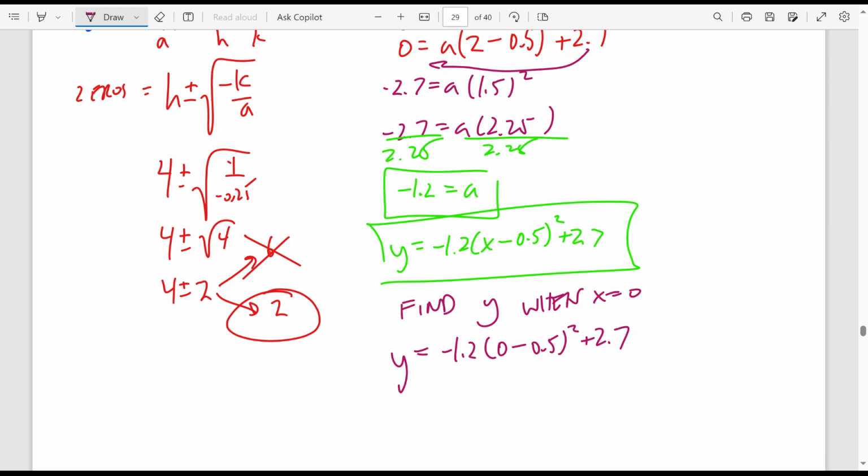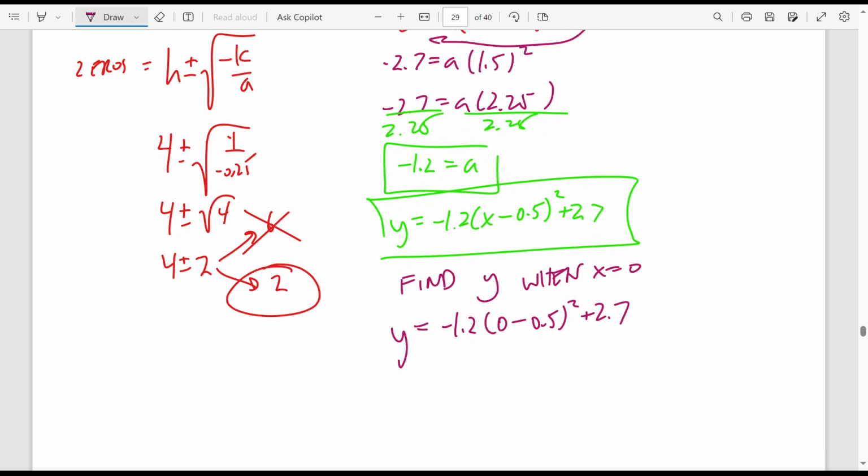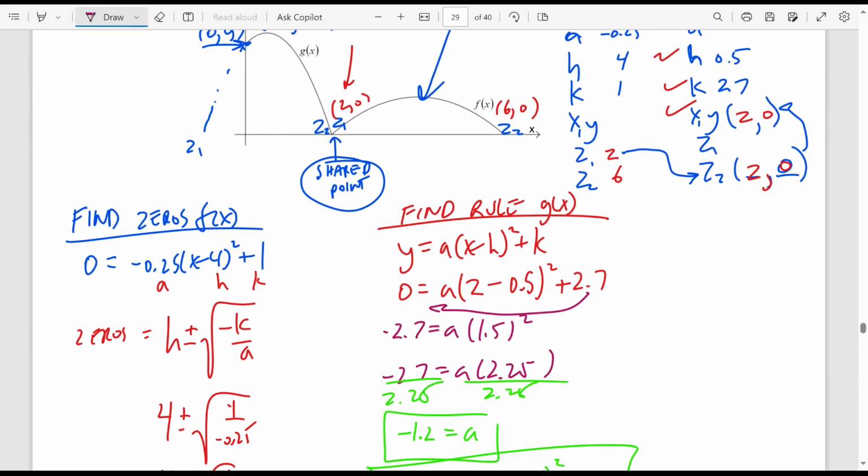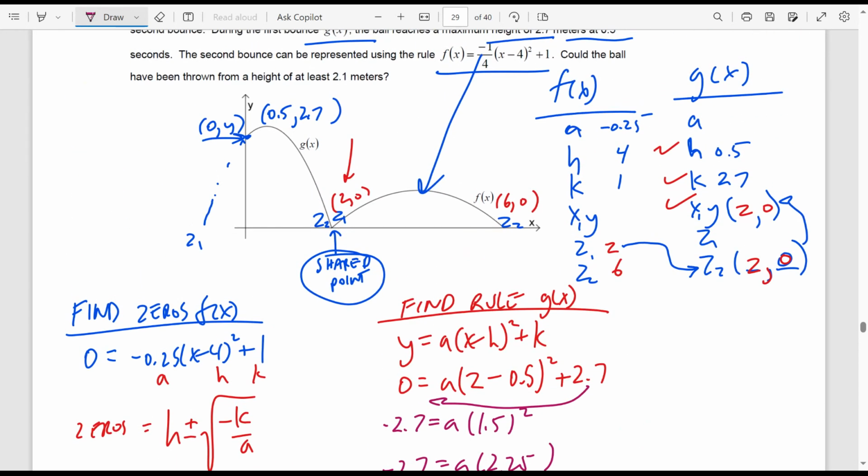So when you find the y, if it's not like 2.1 meters, like if it's higher than that, then it's like the answer's no. Because what's the framing of it again? The phrasing is, could it have been thrown from a height of at least 2.1? So it has to be like 2.1 or higher. Because it had to have been thrown from at least 2.1.